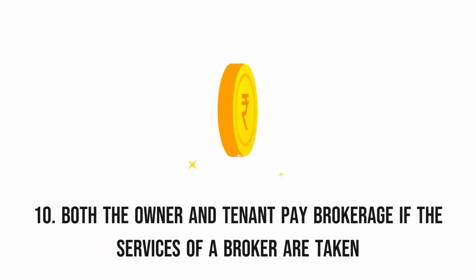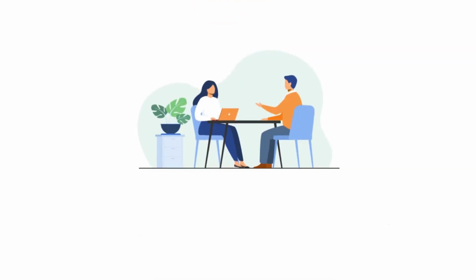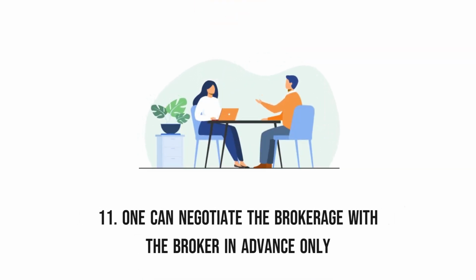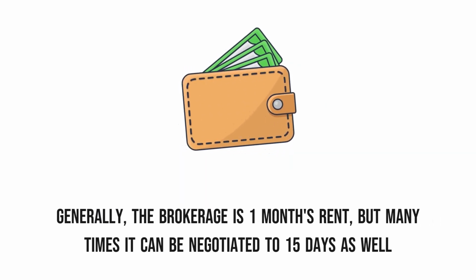Then both the owner and tenant pay brokerage if the services of a broker are taken. One can negotiate the brokerage with the broker in advance only. Generally, the brokerage is 1 month's rent, but many times it can be negotiated to 15 days as well.